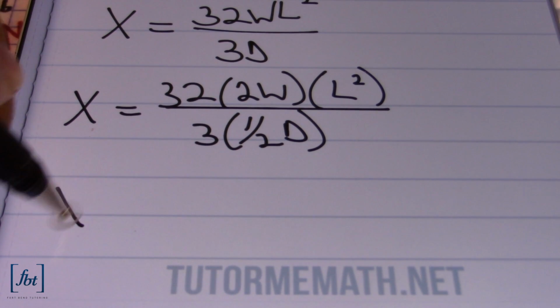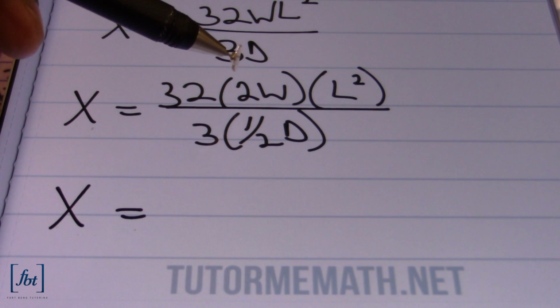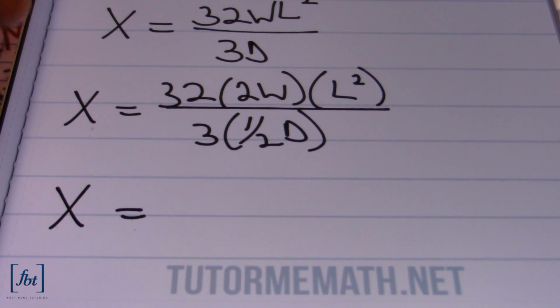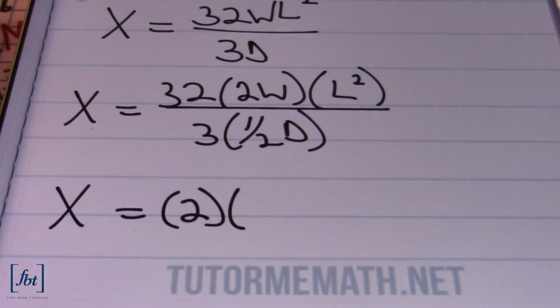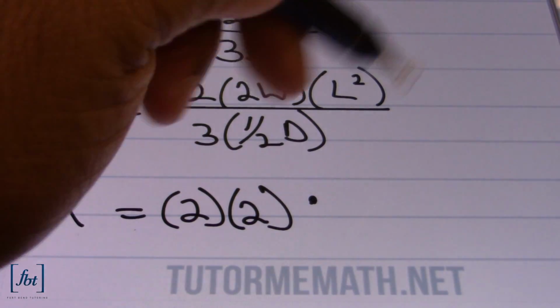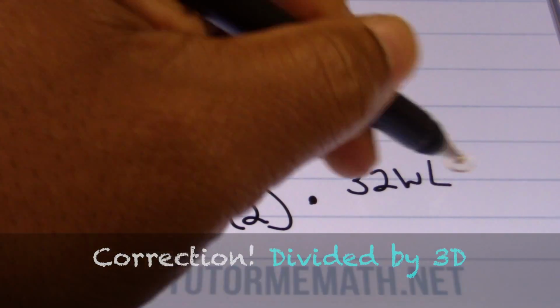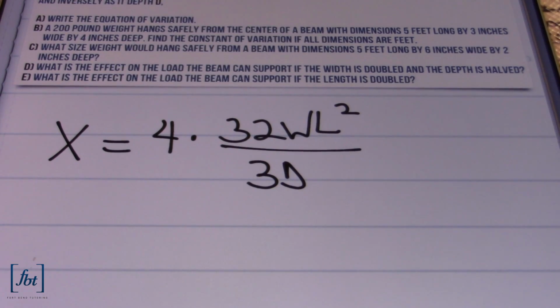We'll be able to simplify this by recognizing that the 32/3 is our constant of variation, right? So if we were to take the 2 and divide it by the 1/2, let's see what would happen here. We would have 2 times the reciprocal of 1/2, because we're dividing by 1/2, which is 2, times our 32WL squared divided by 3. So we can now show that we have 4 times our original amount. So when they ask what is the effect on the load the beam can support if the width is doubled and the depth is halved, we can show that the effect on the load is quadrupled. It's 4 times the original amount.